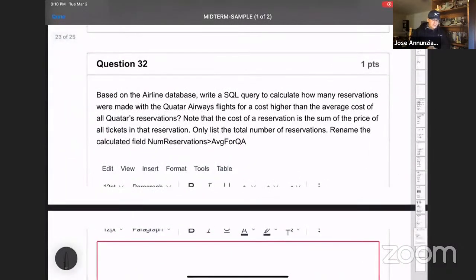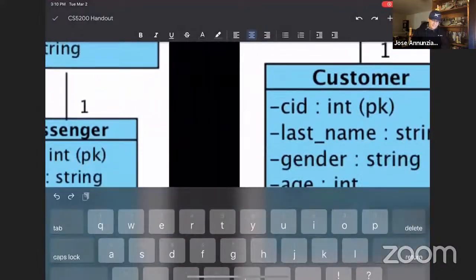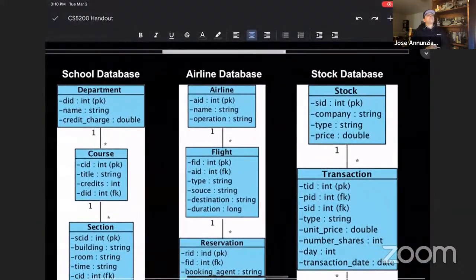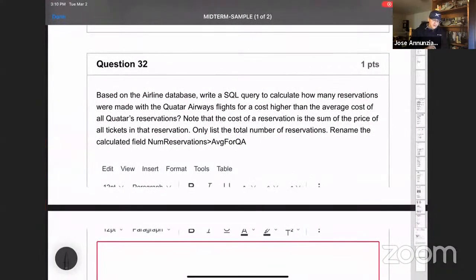This one says, based on the airline database, so it's this one over here, draw or write a SQL query to calculate how many reservations. So we need to count reservations, meaning we have to do a count on reservation, that were made with the Qatar Airways flights for a cost higher than the average cost of all Qatar reservations. Note that the cost of the reservation is the sum of the price of all the tickets in that reservation. Only list the total number of reservations, and rename the calculated field.